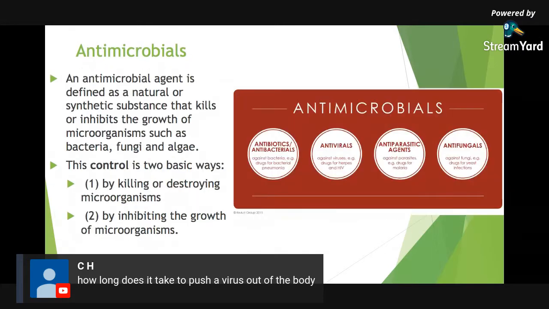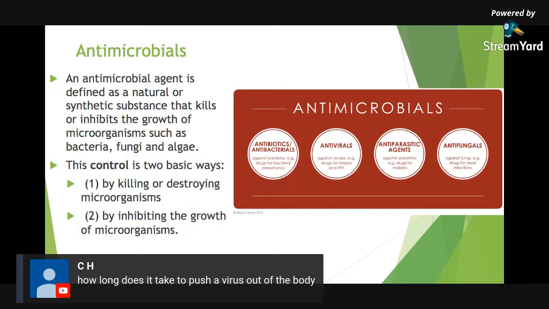Okay, all right. So, antimicrobials. An antimicrobial agent is defined as a natural or synthetic substance that inhibits microorganisms such as bacteria, fungi, and algae. This control works in two basic ways. Either it kills or destroys the microorganism, or it inhibits the growth of microorganisms.